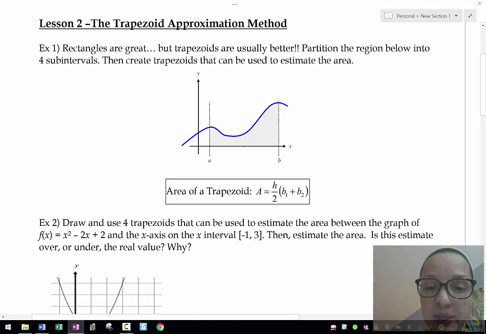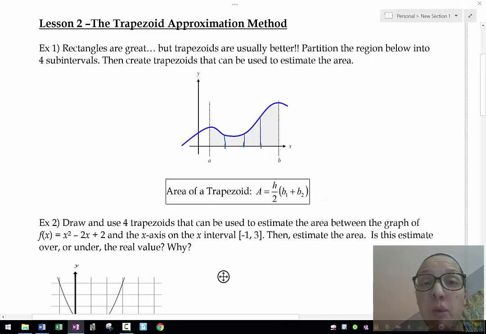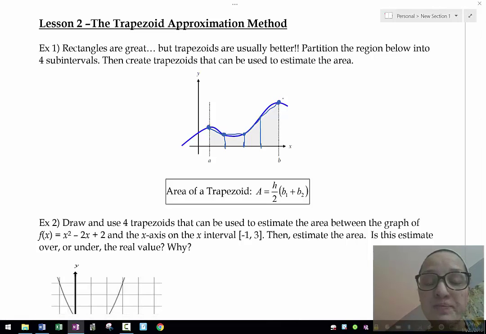So if I want to take this region down here and break it into 4 sub-intervals, I'm going to have these 4 subintervals, and instead of drawing a cross to make a rectangle, I'm going to connect the left endpoint to the right endpoint and draw straight, and then that makes these trapezoids. And you can already tell that these trapezoids are going to be way better than the rectangles because I don't have a lot of missed area.